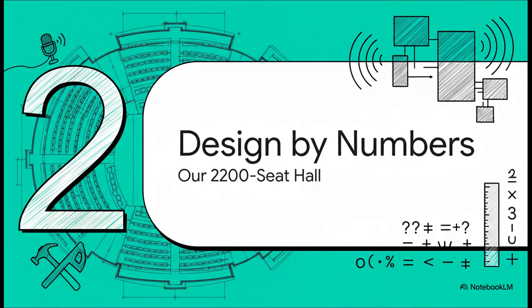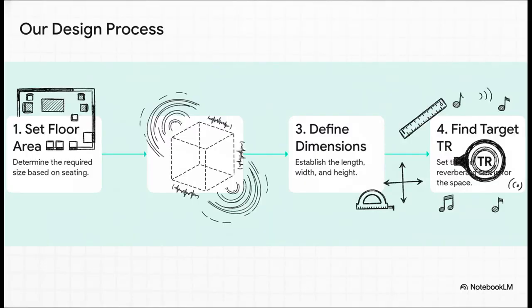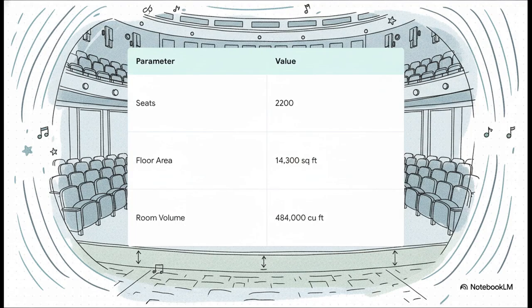Okay, enough theory. It is time to build. We are now officially designing a 2,200-seat multi-purpose auditorium, and we're going to do it using the actual formulas that architects and acousticians use every day. So, how do we start? Well, there's a process. We'll kick things off by setting the floor area, which lets us calculate the total room volume. That's a super critical number for acoustics. From there, we'll figure out the actual dimensions. And then we set our big goal, the target reverberation time. That's our bullseye.